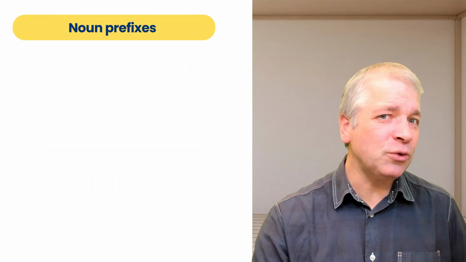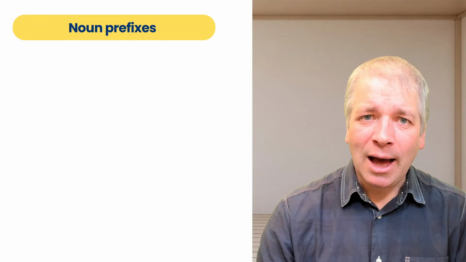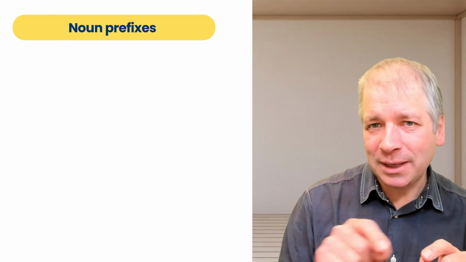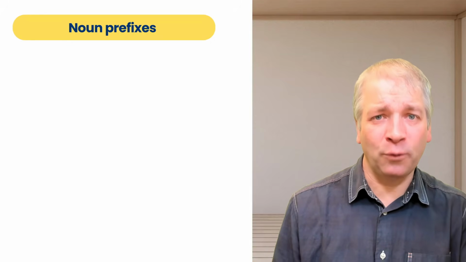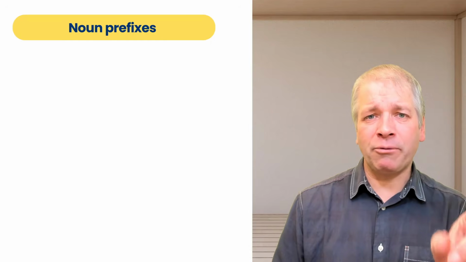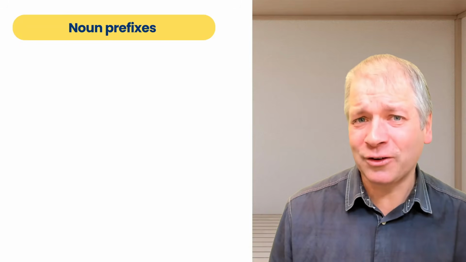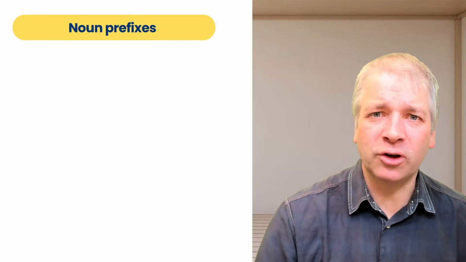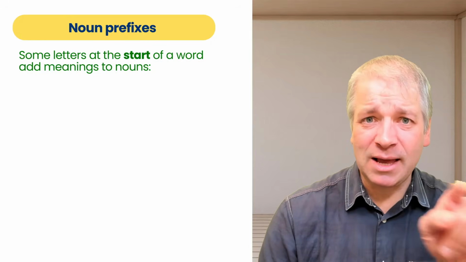Well, now let's turn to these letters that go at the beginning of a noun. And with noun prefixes, prefixes meaning letters that go at the beginning of a word, I'm going to introduce a number of prefixes that can go before nouns. But with prefixes, there's even more flexibility. So some of the prefixes I will show you here go before nouns, but they can also go before other types of words. It's the meaning that they communicate, which is important to grasp here. So some letters at the start of a word add meanings to nouns in this way.